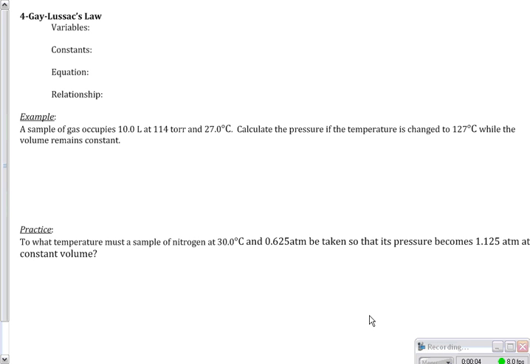This video is going to teach you how to do problems that involve the variables of pressure and temperature, which is known as Gay-Lussac's law. And again, the two variables that are changing are pressure, P, and temperature, T. The constants are the amount of gas in moles and the volume, V.